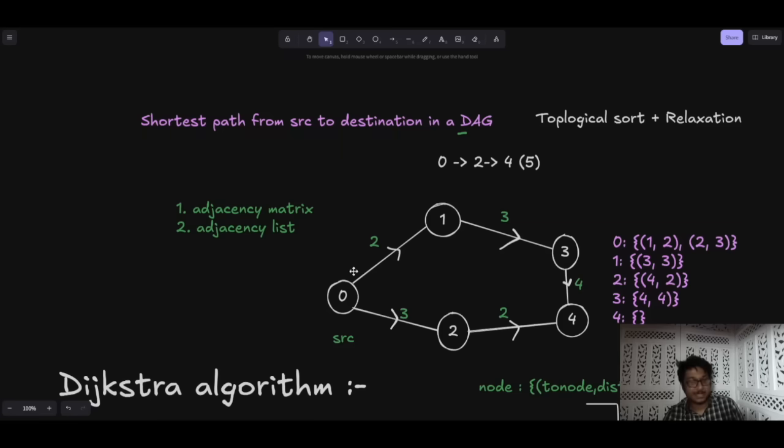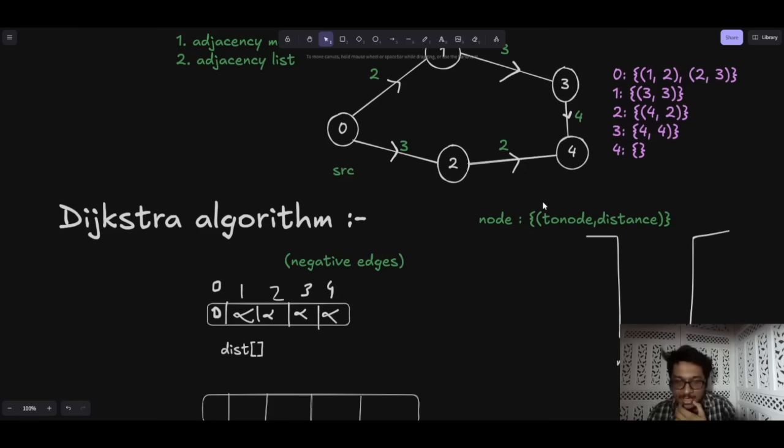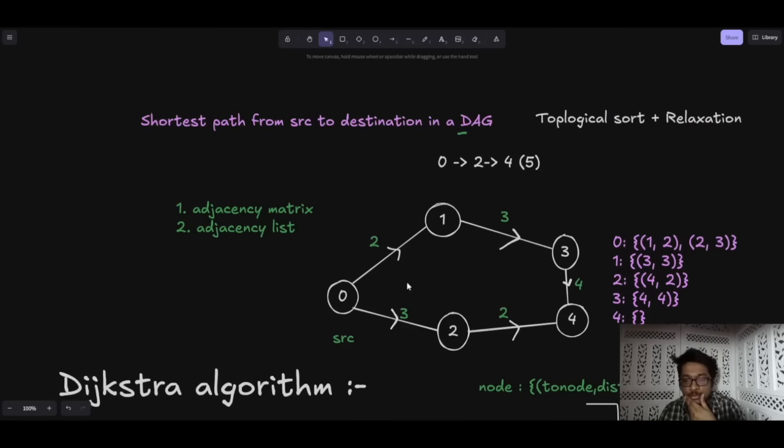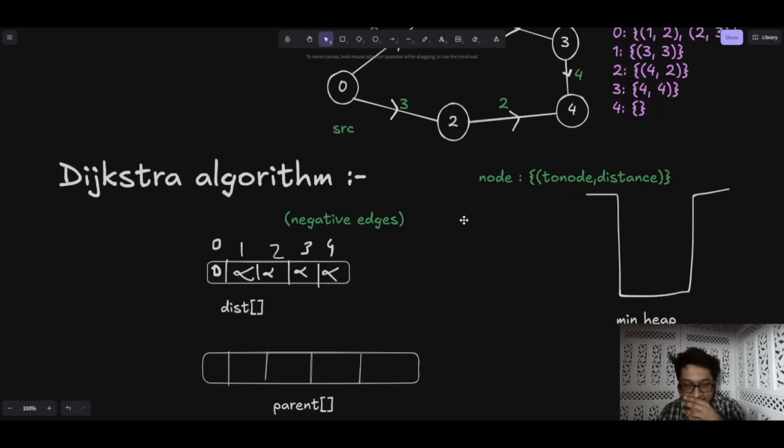You can check all the other paths. You can check this path: 2 plus 3 plus 4, 9, is more. So we have 2 paths, but 0 to 2 to 4 is the shortest path. Anyways, let's start with the algorithm.